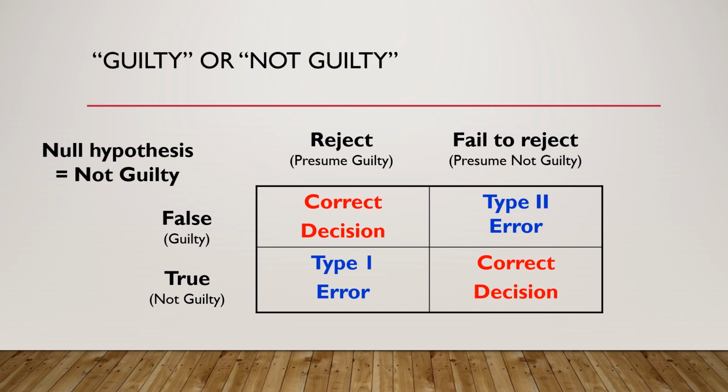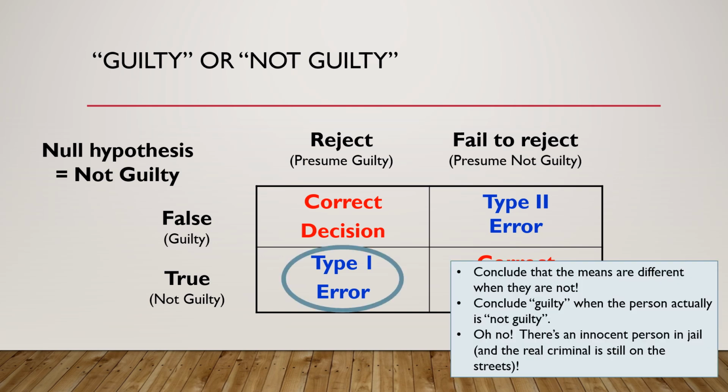So the type 1 error is when we presume that the individual is guilty, but in fact they're not. So we're applying guilty when the person didn't do it. And the other option is that we say, oh no, they're innocent, when in fact they're guilty. Both of those are error. So that type 1, we're concluding that the means are different when they are not. That's what a type 1 is when we come to experimental methods. We're concluding that there is something interesting in the real world when there is not.